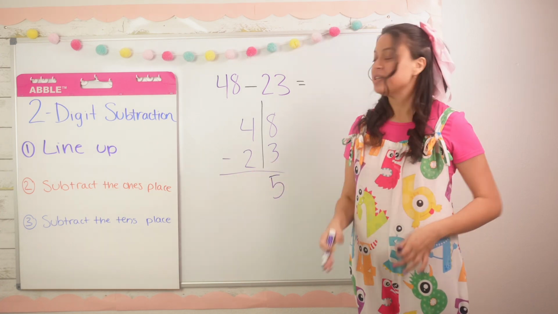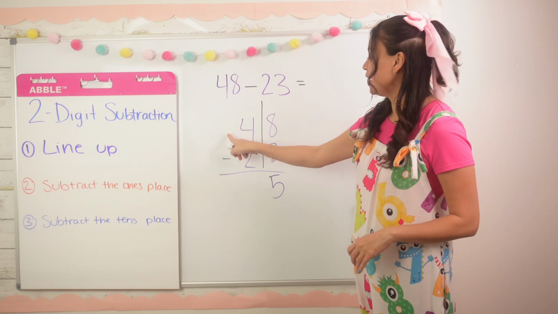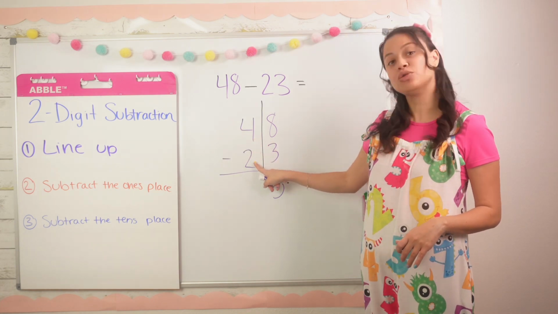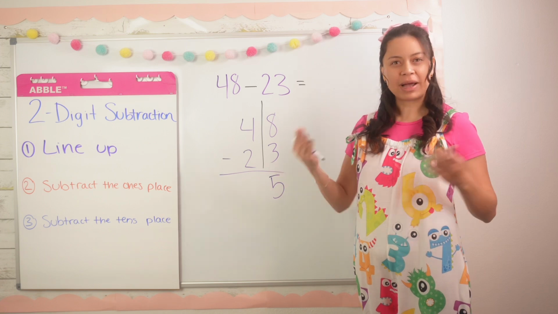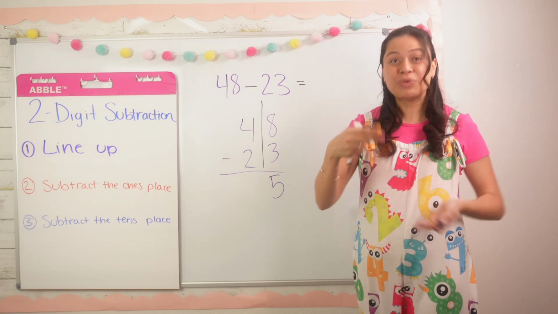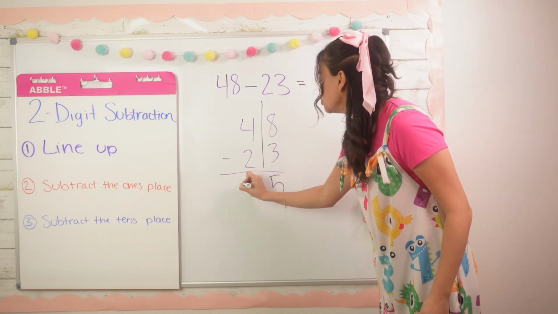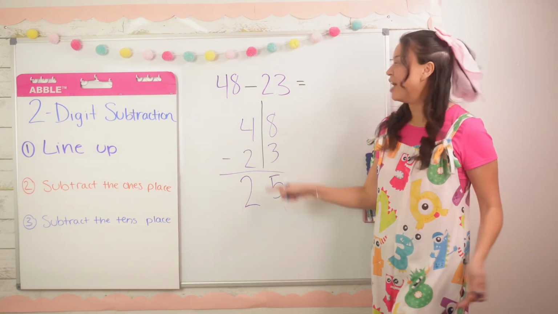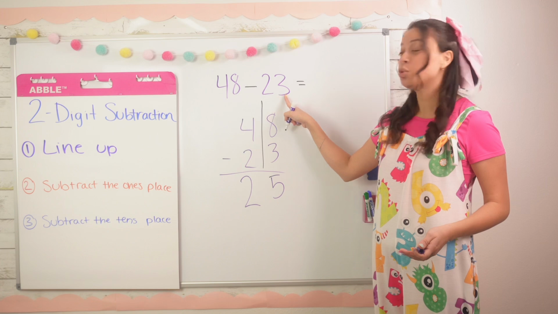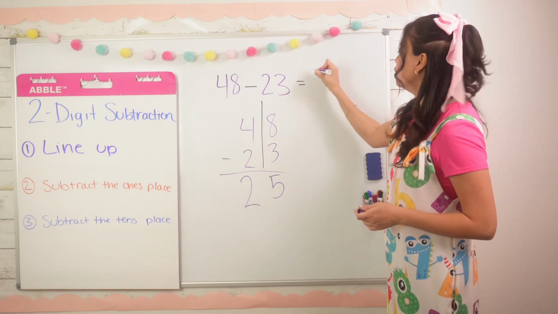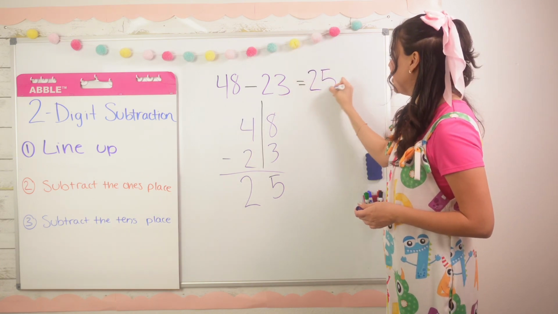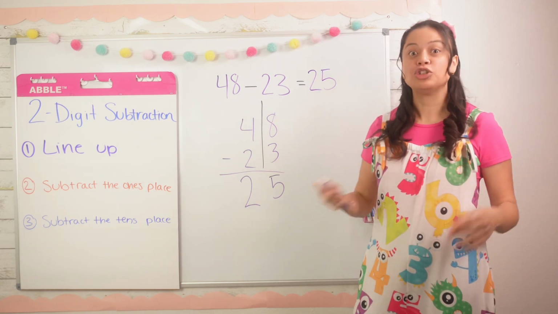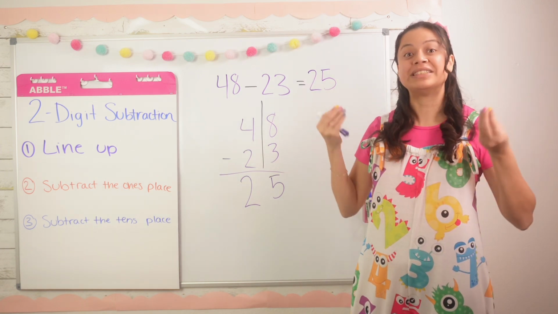And now step number 3 says subtract in the tens place, which is right here. So what is 4 tenths minus 2 tenths? 4 minus 2 is 2. Good job. So I have 2 tenths. So our difference is 25. 48 minus 23 is equal to 25. Great job, besties.